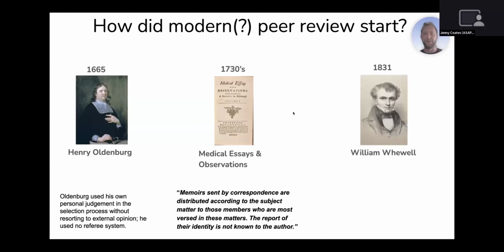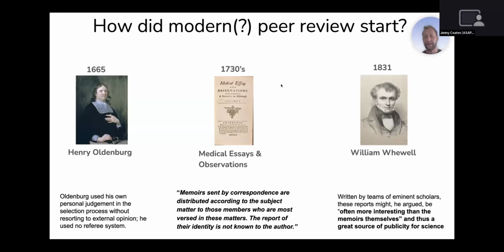And then I said, William Whewell should be a name we all know, because he's quite interesting. So this is a bit later, this is in 1831. And he said, he didn't really do much, but he said that peer review reports were really important because these were things that would be written by teams of eminent scholars, and these reports might actually be more interesting than the actual scientific study, and therefore a great source of publicity for science.